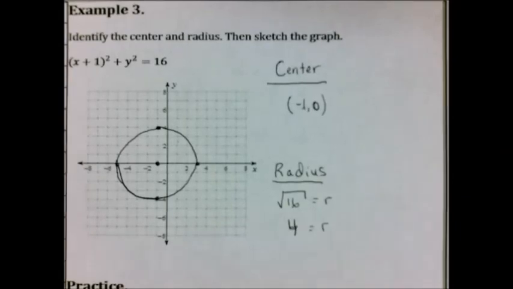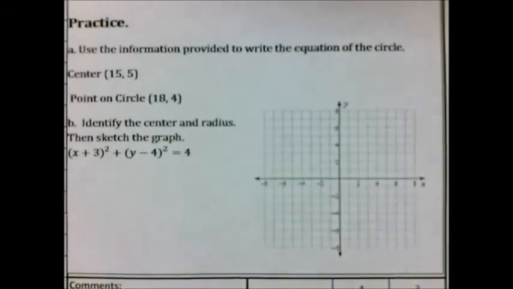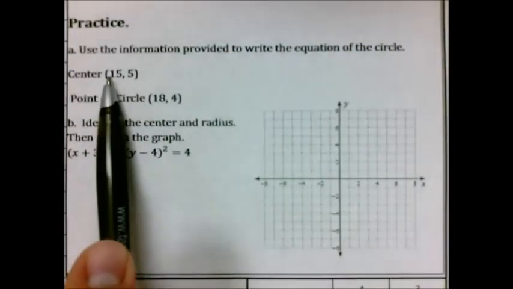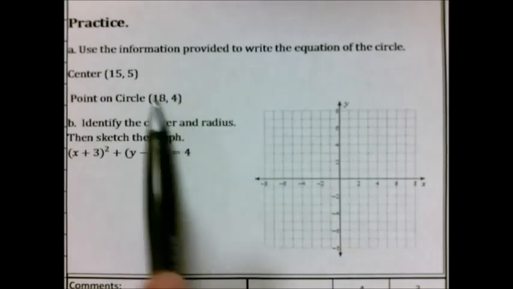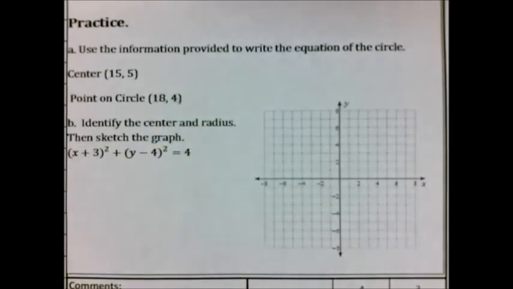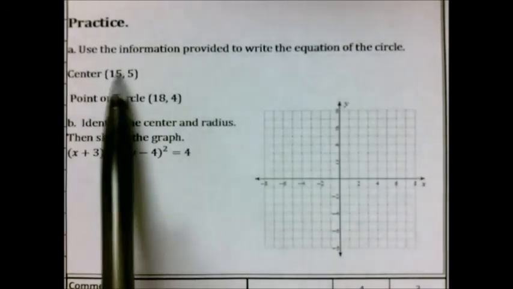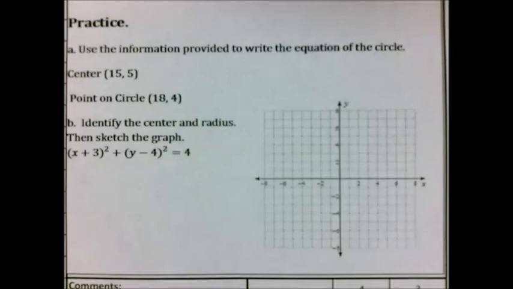Now that you're finished with the notes and you know exactly how to write an equation and graph circles in the coordinate plane, now I want you to go down to those practice problems, okay? Practice A has a center of 15, 5 and a point on the circle of 18, 4. You want to write an equation for that. And then practice B, you're just going to graph just like we did for example 3 here. So this is like example 2, this is like example 3. If you need a little bit more space to work, go ahead and use a separate sheet of paper. All right, good luck. Thanks.